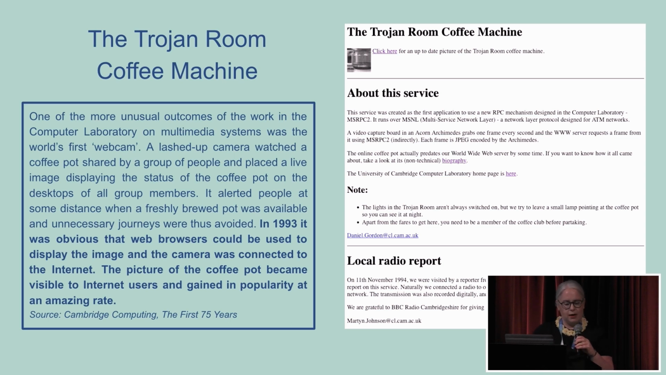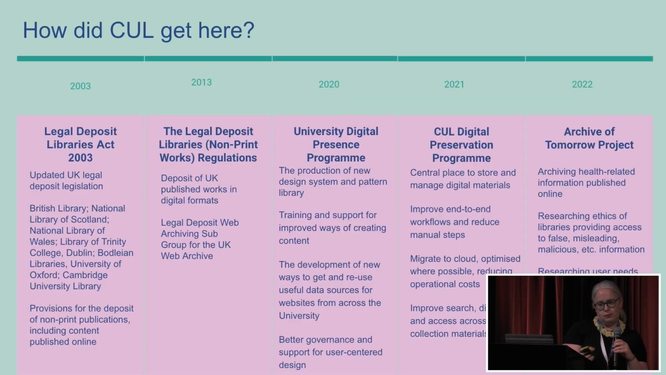Right, so let's just go back to the present then. So these are just a few key points about how we arrived where we are currently and how we became involved in web archiving and what we currently do. So we're one of the UK legal deposit libraries that allow us to collect digitally published works, including content published on the web within the UK.